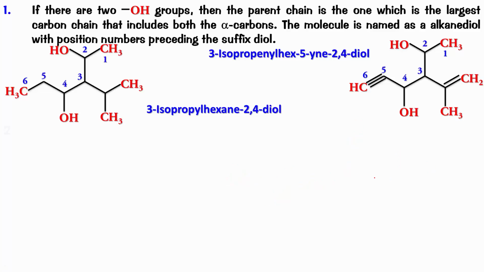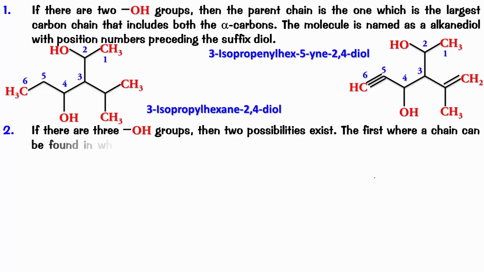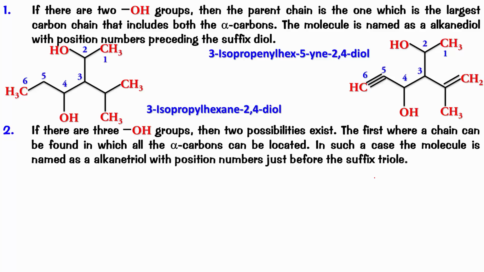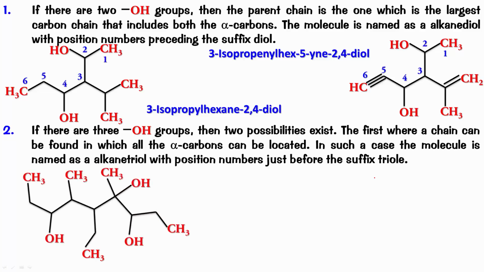So if there are 3 OH groups, then 2 possibilities exist. The first, where a chain can be found in which all the alpha carbons can be located. In such a case, the molecule is named as an alkane triol with position numbers just before the suffix triol. Check this out. Pause, name it, and play it back.